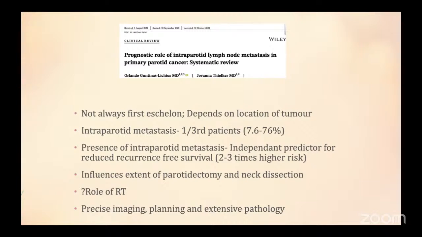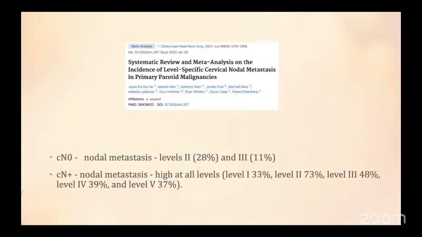Intraparotid metastasis is present in 1/3 of the patients, and presence of intraparotid metastasis is an independent high risk factor for recurrence. It has a 2 to 3 times higher risk of recurrence, and it also influences the extent of the parotidectomy. So with involvement of the intraparotid nodes, we might have to do a total conservative parotidectomy and add a neck dissection also. Role of RT in presence of intraparotid nodes is still questionable, but precise imaging, planning, and extensive pathology to report and diagnose these nodes are important.